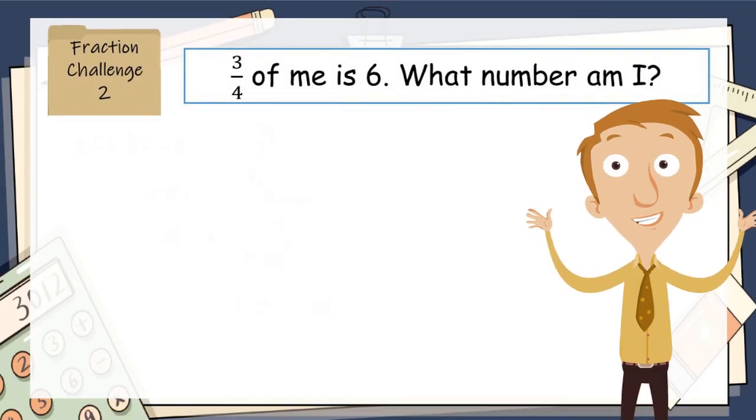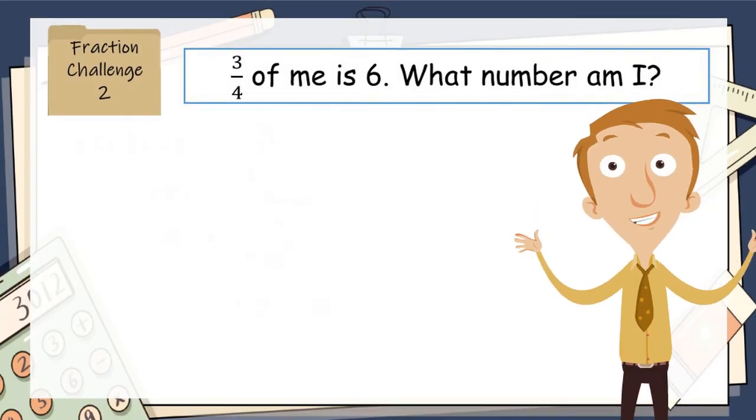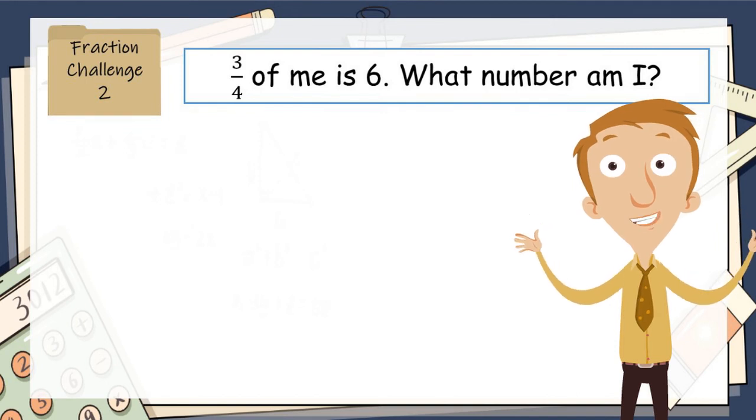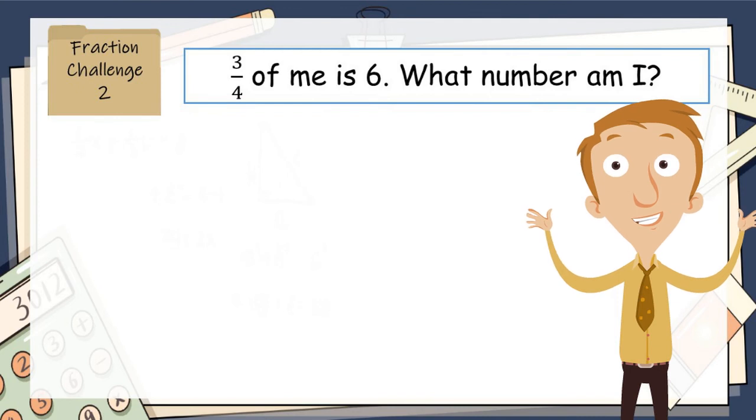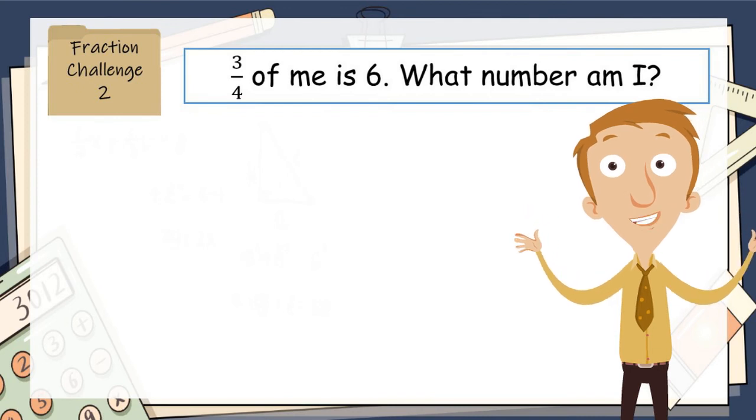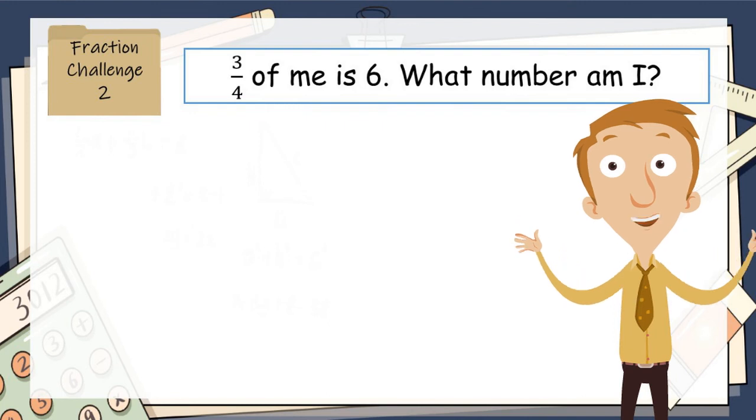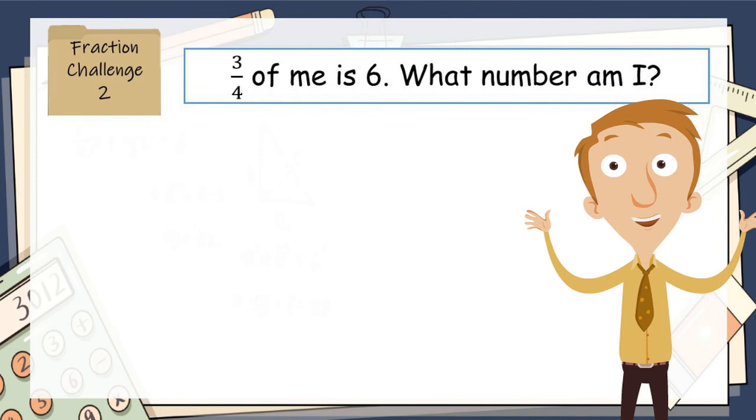The way that we would write that question is like this. 3/4 of me is 6. What number am I? So these questions are similar to the ones we were doing before, but there's one extra step. Let's draw a picture and fill in what information we already know.